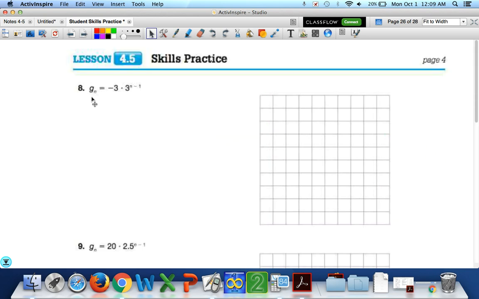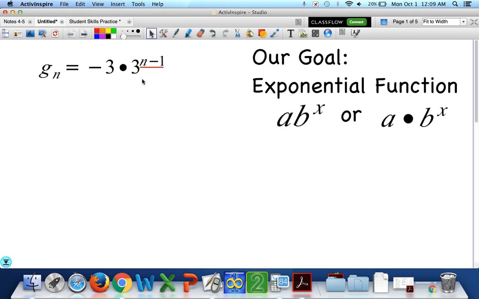Let's take a look at number 8 on your skills practice, okay? This is number 8 on your homework. So for anyone watching this and really paying attention, I'm doing a problem for you, okay? And this is the geometric sequence that you're starting with. Our final goal, and you'll see it's here this whole time, I always keep that in mind. Remember, we always keep our final goal in mind, okay? Our final goal is to have an exponential function.